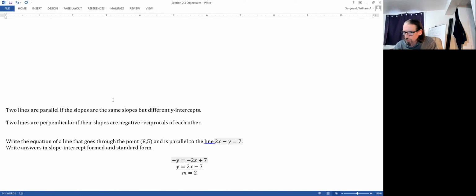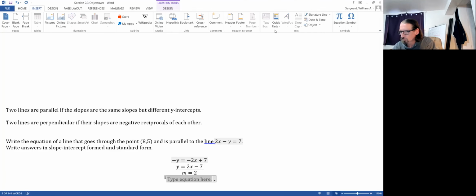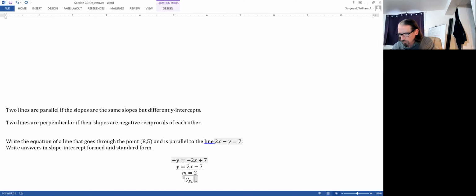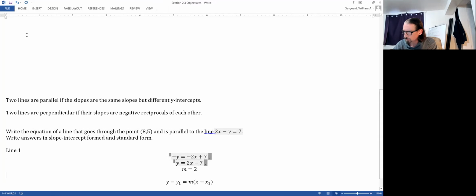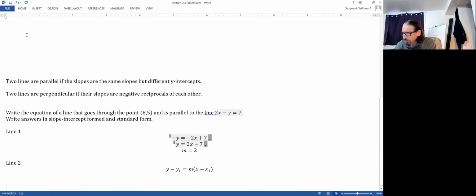So when I go to write the equation of the second line, say I start with the point-slope formula. Give me a moment here. Y minus y sub 1 equals m times the quantity x minus x sub 1. Okay, we're going to be working on getting the equation of line 2 now. Then I can put in the 2 as well as the point (8, 5). So x sub 1 is 8 and y sub 1 is 5.